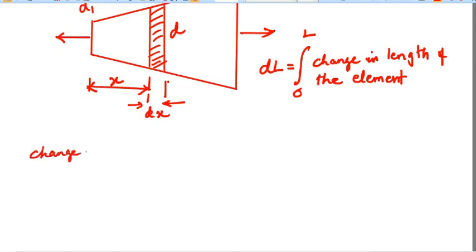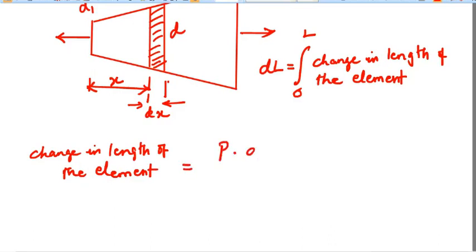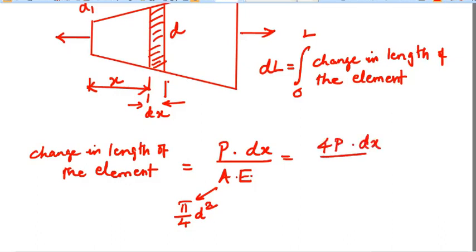The change in length of the element is given by P into dx by A into E, where A is pi by 4 into d square. So when you substitute the value, I will be getting 4P into dx divided by pi d square E.